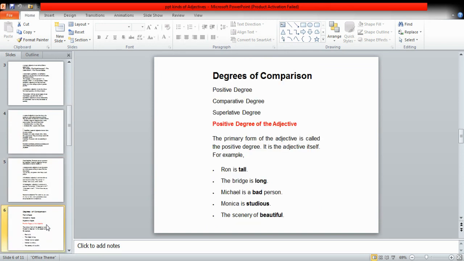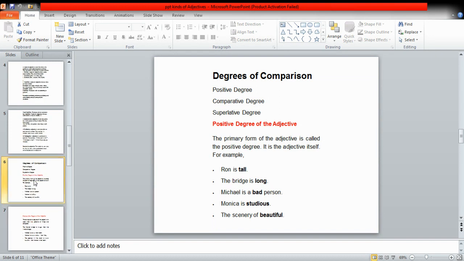Then we come to the next kind, and that is degrees of comparison. The first degree, which is called positive degree, means that this degree is just there in the sentence to tell the quality of a noun. No comparison is there, nothing else is there. So this is the reason that it is just there to tell us the quality of the noun. So this is the reason that we call it a positive degree of adjective.